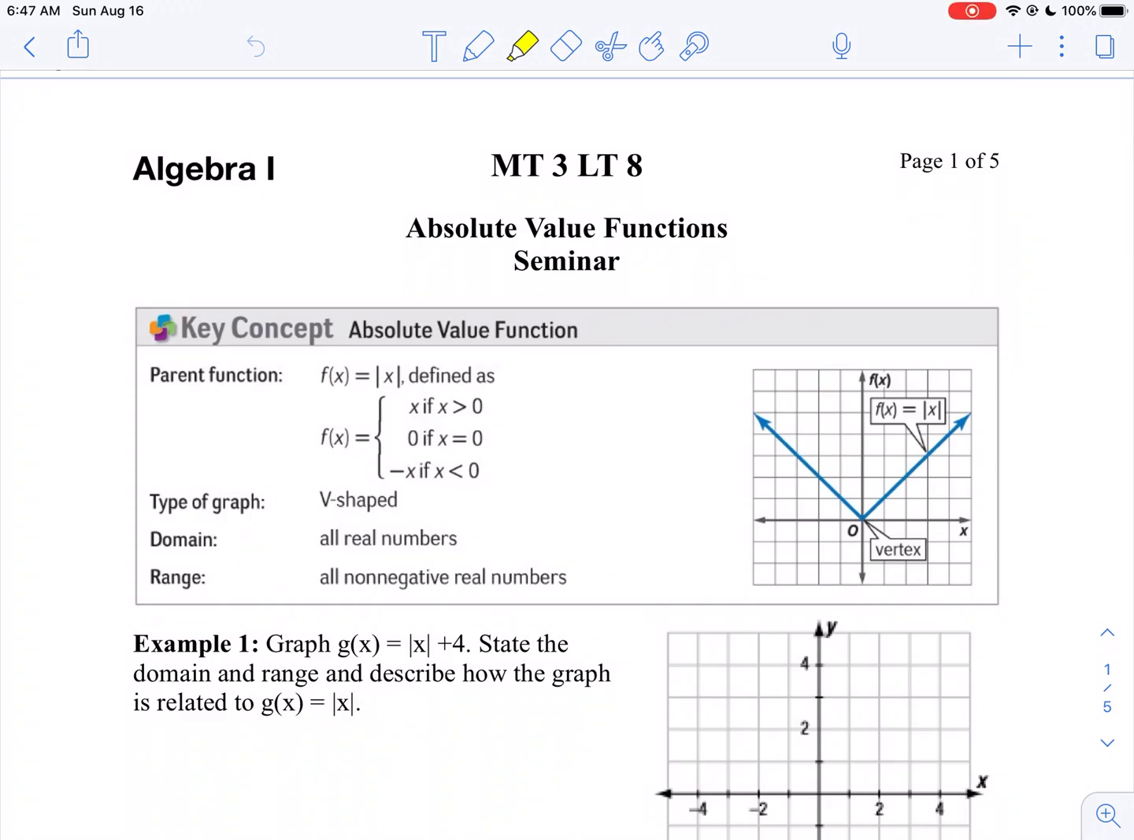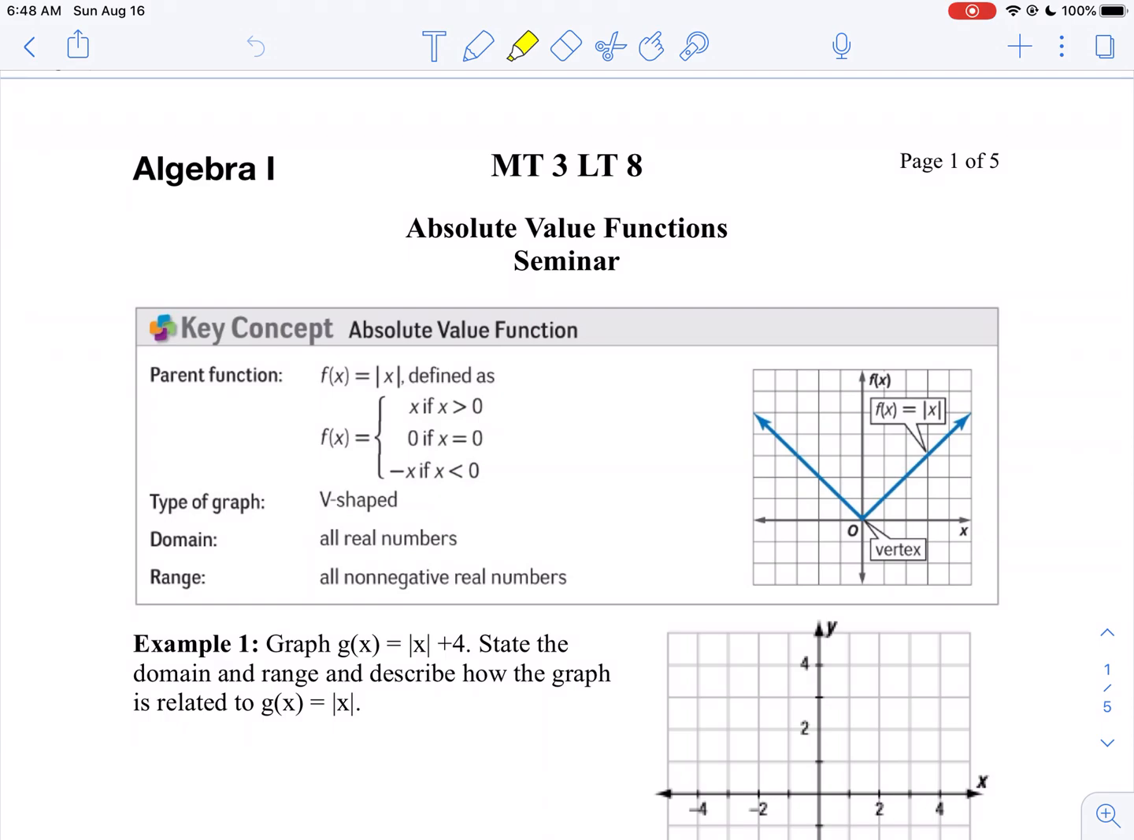Hello. In this lesson, I want you to identify and graph translations of the absolute value function. I want you to identify and graph reflections and dilations of the absolute value function. Some vocabulary we're going to come across are absolute value function and vertex.